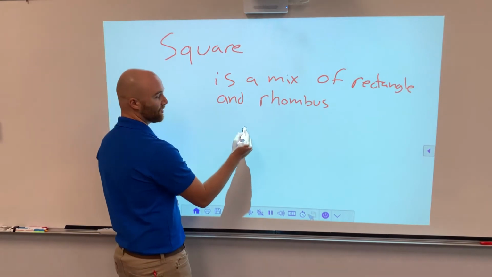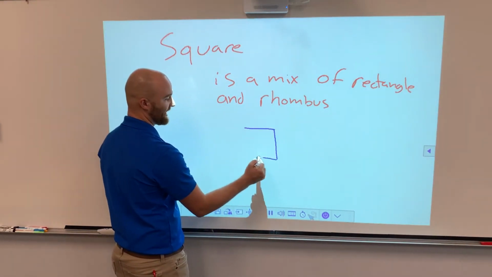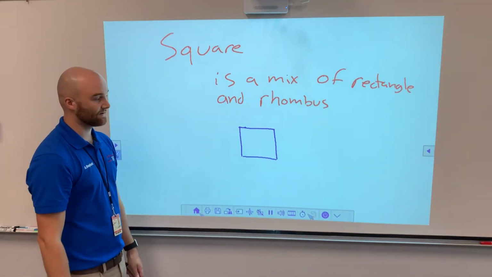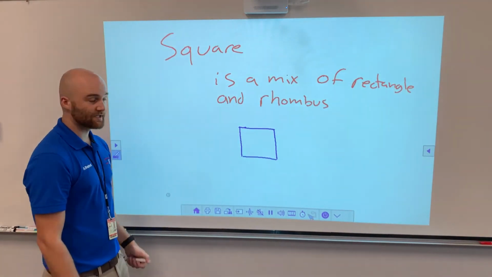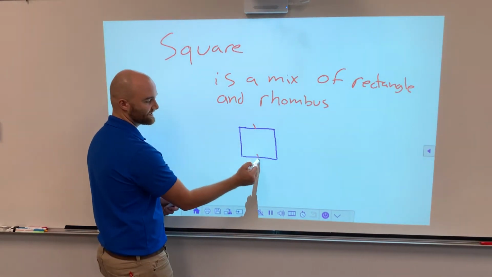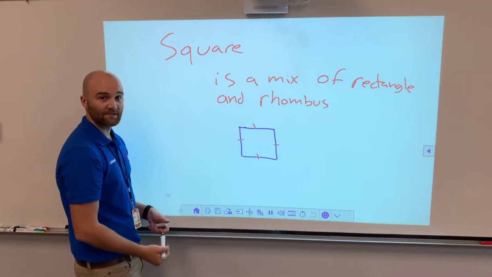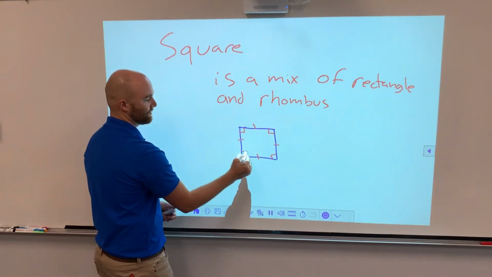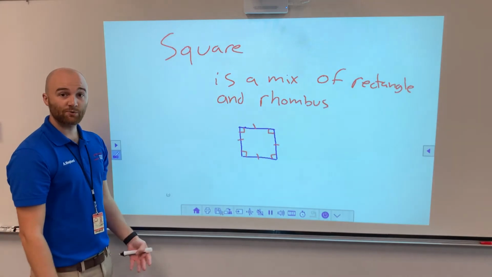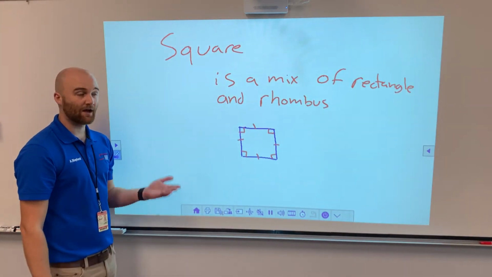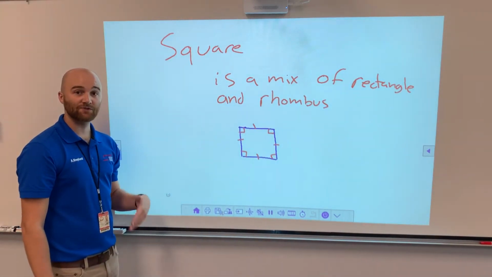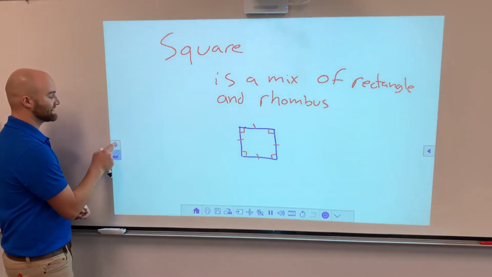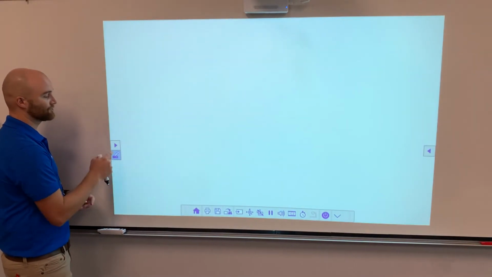Because as we know, rectangles have to have all of their angles the same. And rhombuses have to have all their sides the same. In a square, both of those things are true. A square has all of its sides the same, which means it's a rhombus, and it also has all of its angles the same, which means it's a rectangle. So a square is actually a special kind of rectangle. It's also a special kind of rhombus. So that's a square. The last one we have to talk about is a trapezoid.